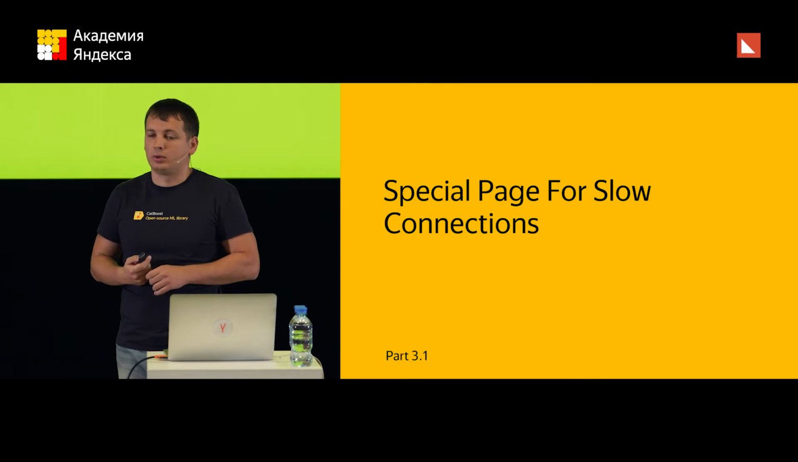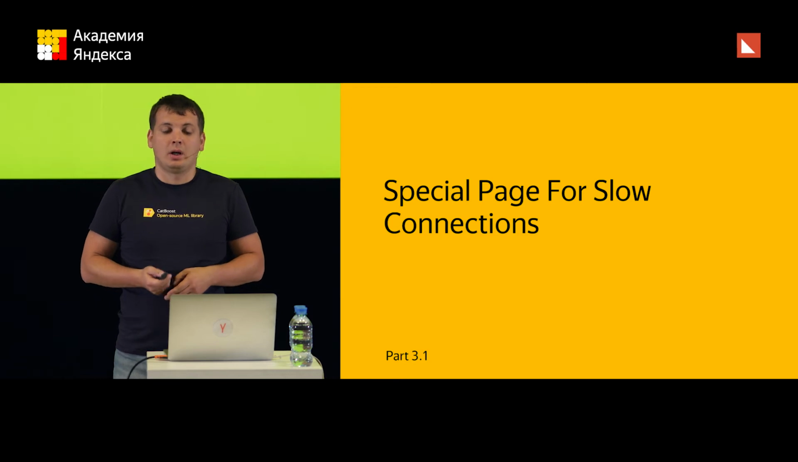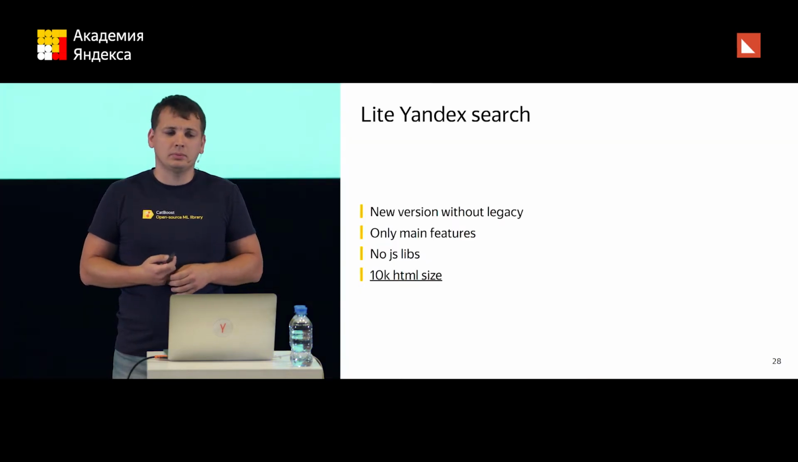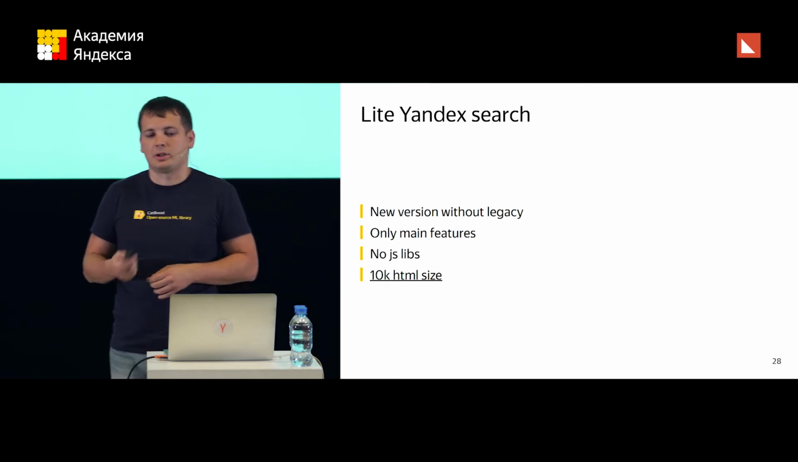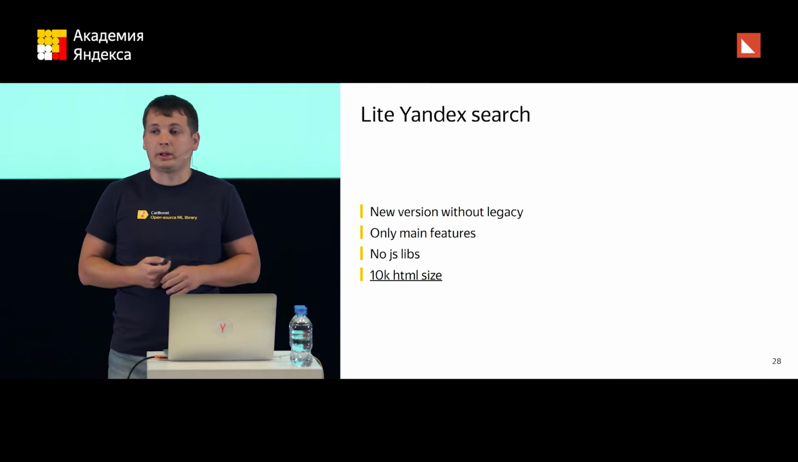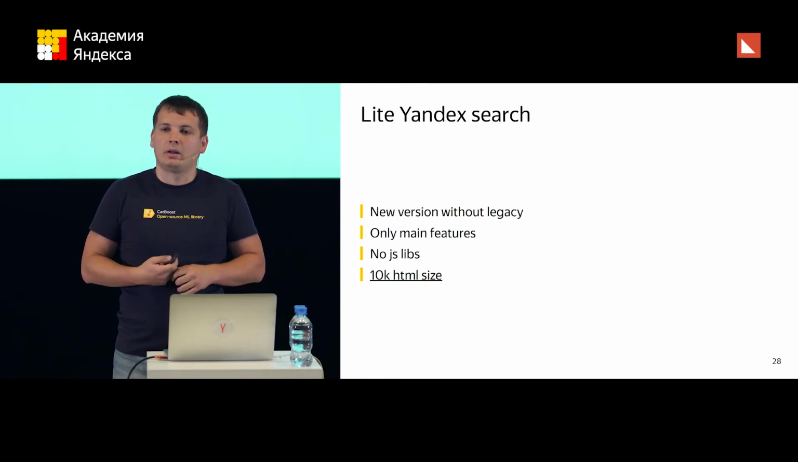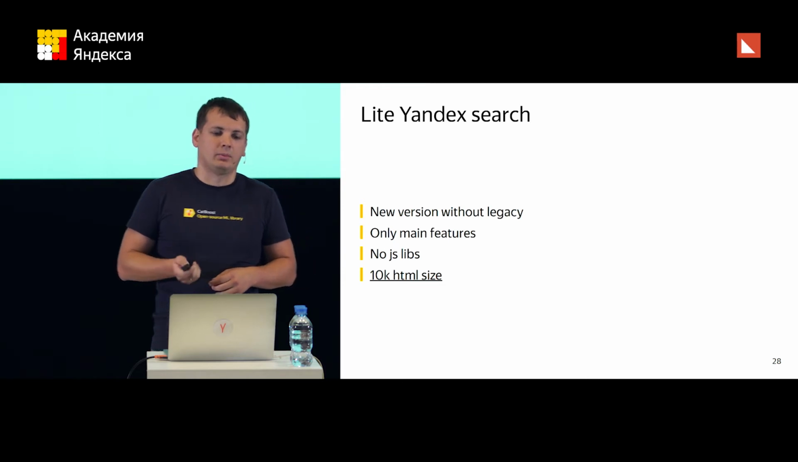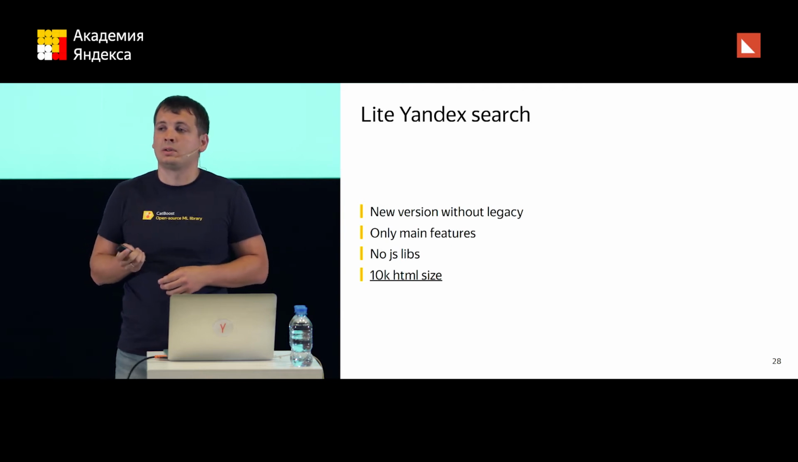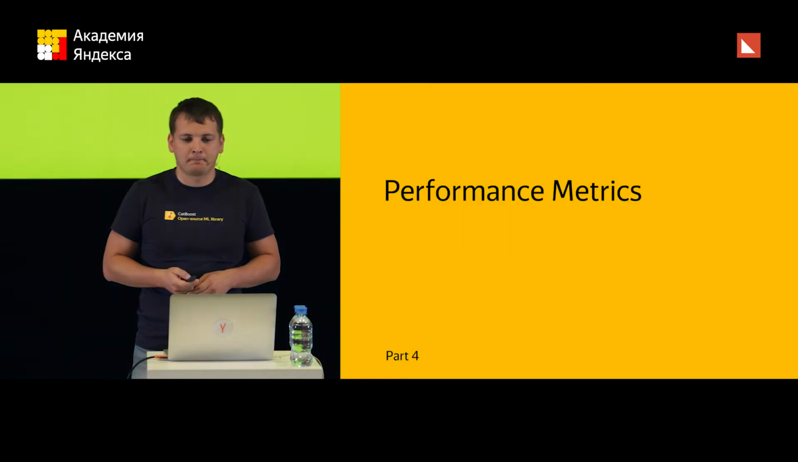Another way for mobile optimization is to create a special page for slow connections. And we did it for our mobile search result page. Again, it was a new version without legacy. It contains all the main features, but has no dependencies on any JavaScript libraries, and has a response size of only 10 kilobytes. Here you can read about it. And now it's available for about 8% of our mobile traffic.